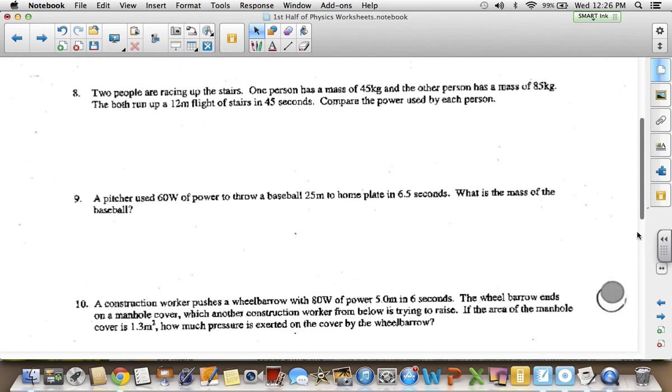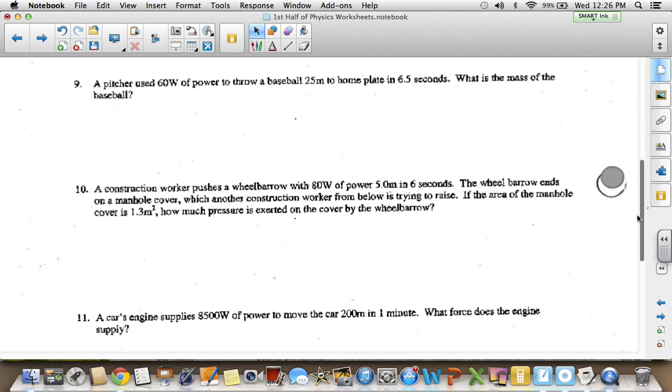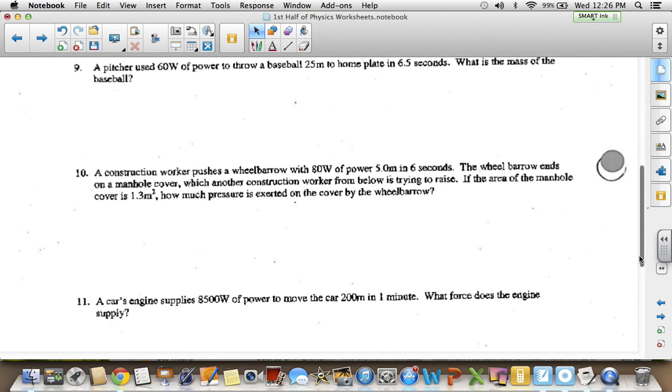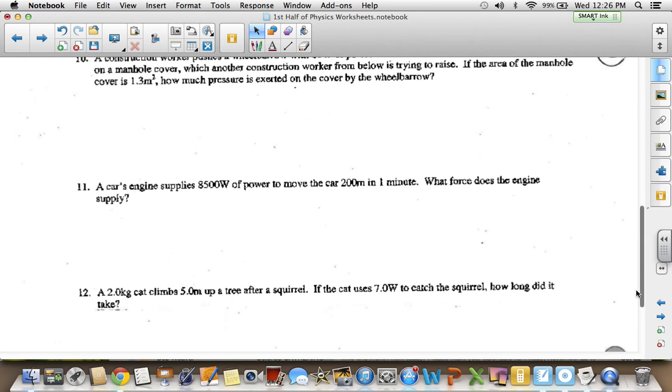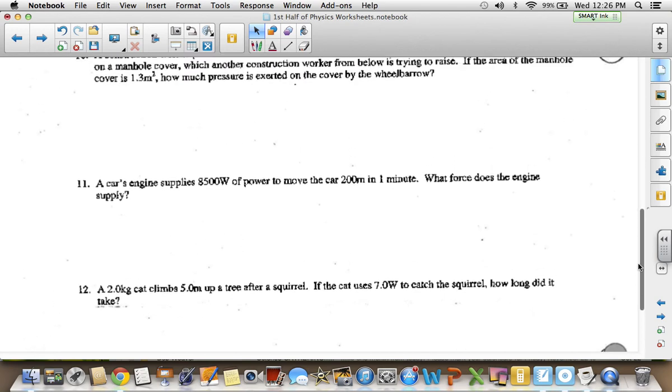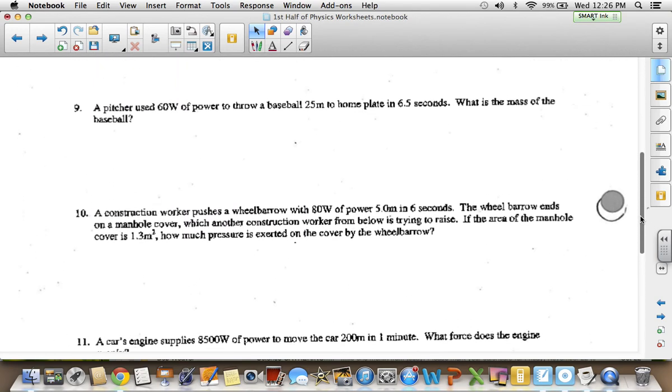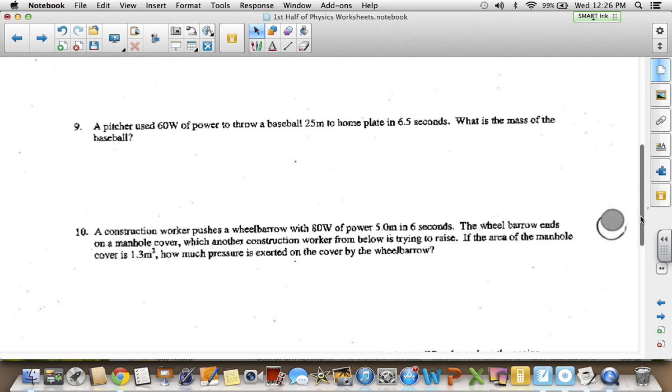Otherwise, why don't you go ahead and try taking a look at some of the partner problems for power here, these 1 through 12, and jot down in notes on the side what questions you might have with that, so that when we come back next week, we're probably going to be looking at work and power.